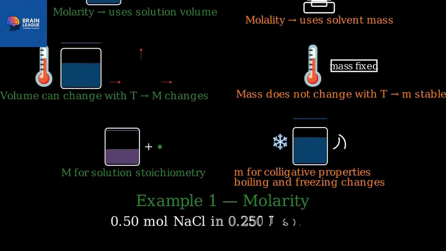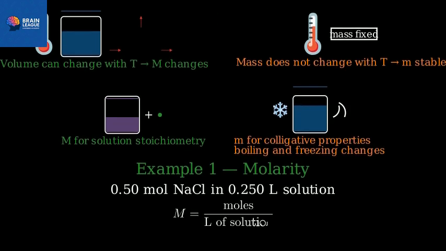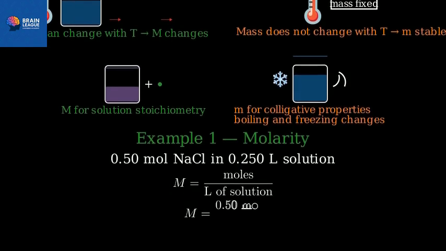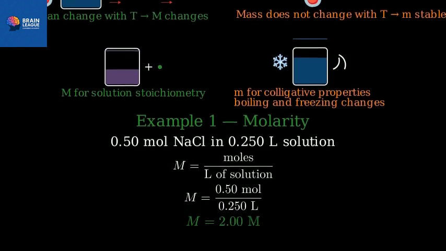Example 1, molarity. What is the molarity when 0.50 moles of sodium chloride are dissolved to make 0.250 liters of solution? We start with the definition. M equals moles divided by liters of solution, then substitute the numbers and compute 2.00 M.